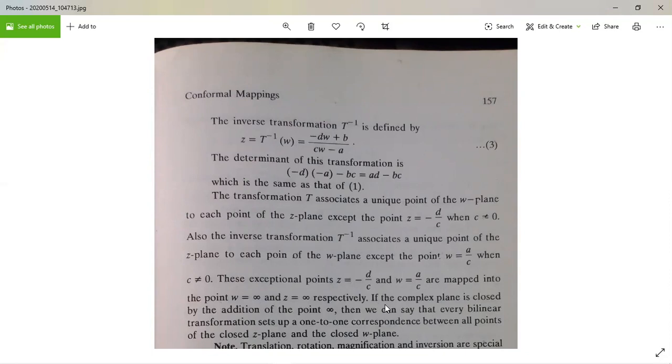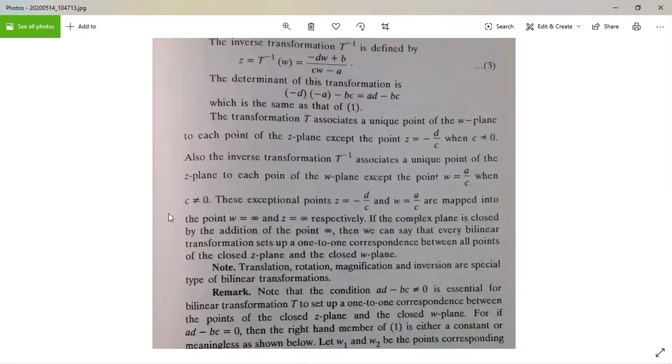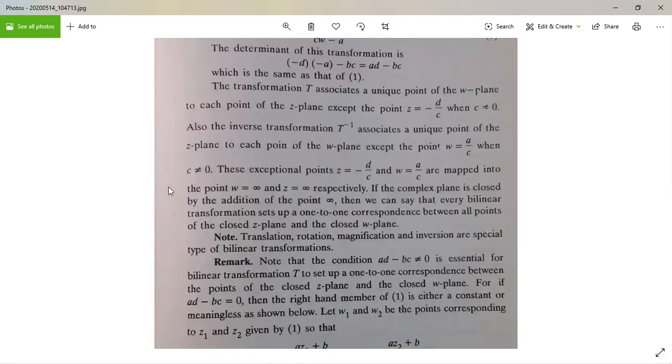If the complex plane is closed by the addition of the point infinity, then we can say that the bilinear transformation sets up a one-to-one correspondence between all the points of the closed z plane and the closed omega plane. Here one notable point is that translation, rotation, magnification, and inversion are special types of bilinear transformation.